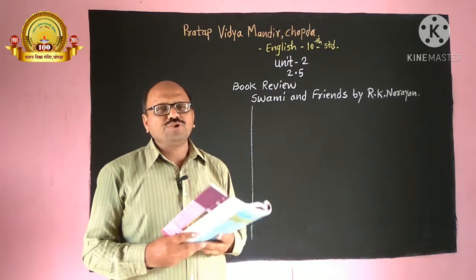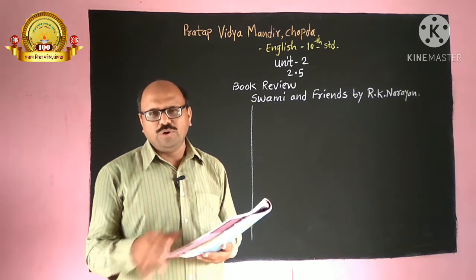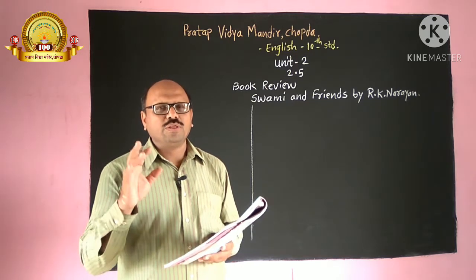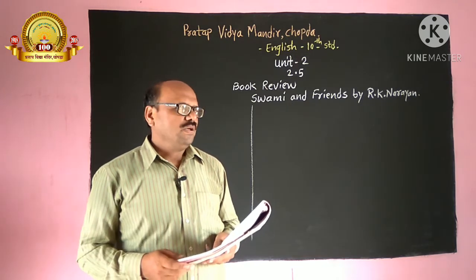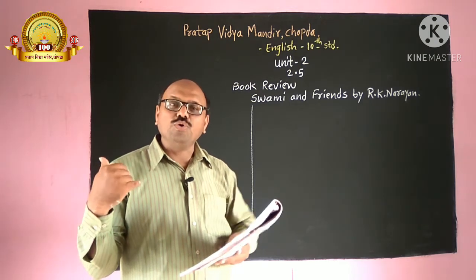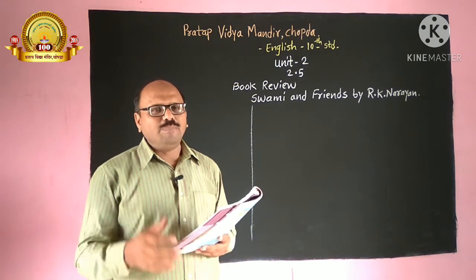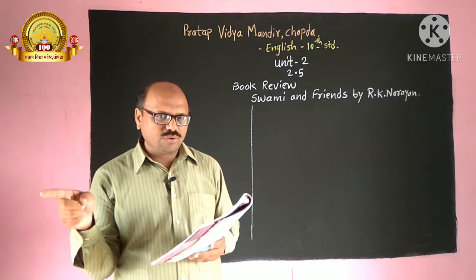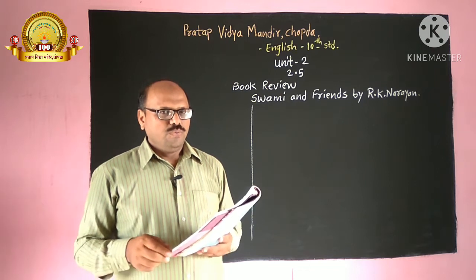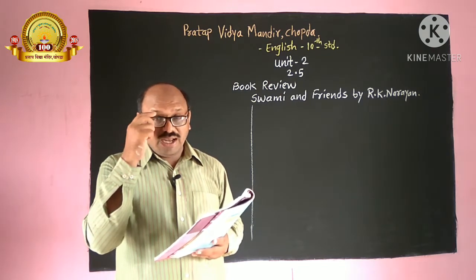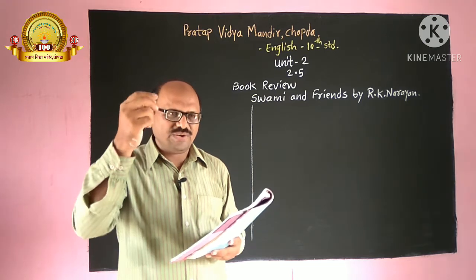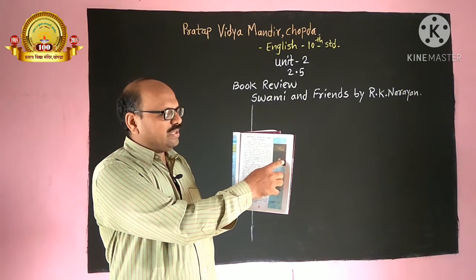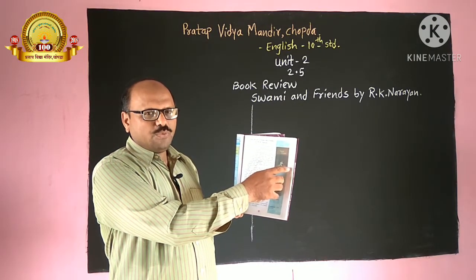If you are not able to read any book thoroughly, line by line, page by page, you can read only the reviews. By reading the book review, you can decide whether you should read the book or not, what kind of book it is, what the writer did here, and so on. Such features are given. On page number 69, a picture is given on the right side of your textbook.